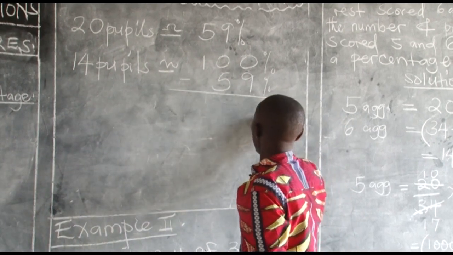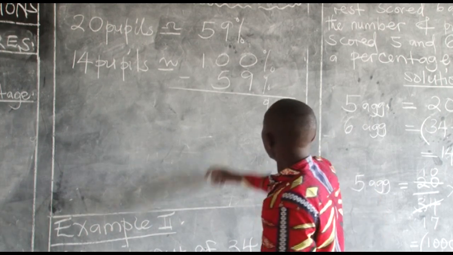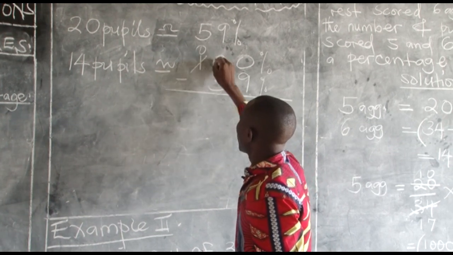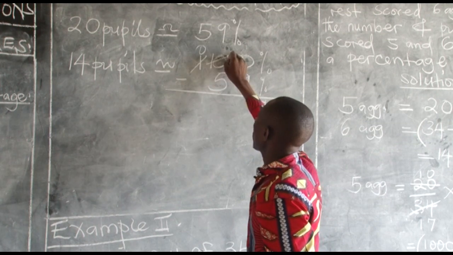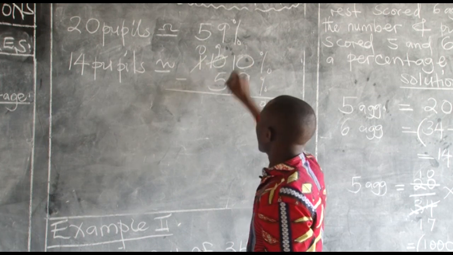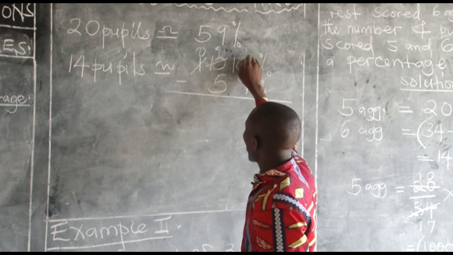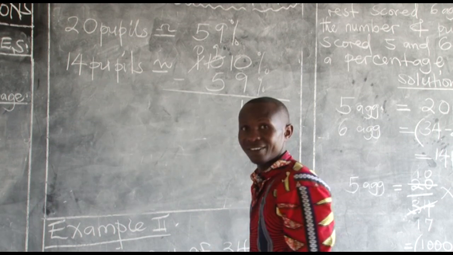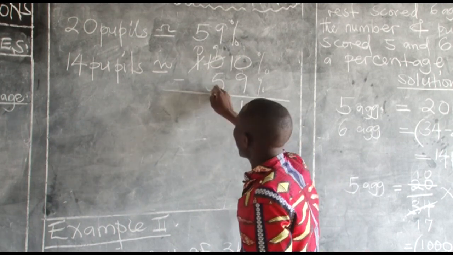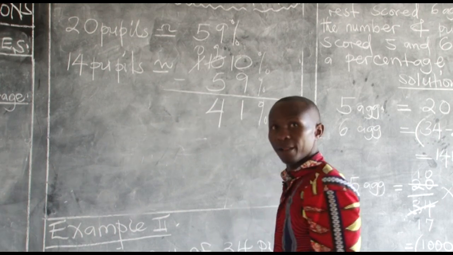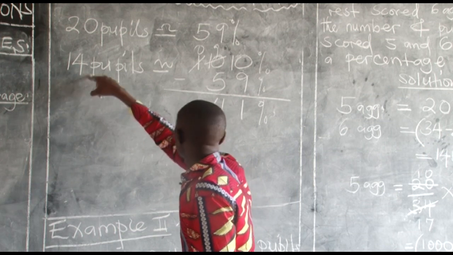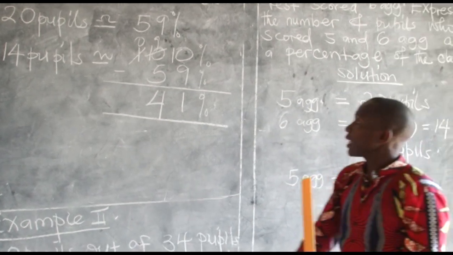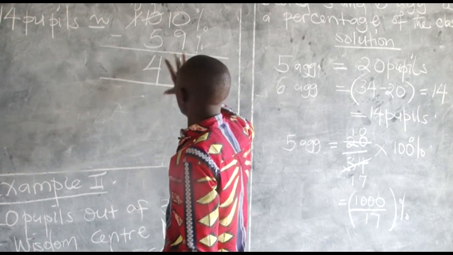And the answer must be in a percentage. Don't forget units. So we shall say 0 take away 9. It will be impossible, so I will come and borrow from this one. I leave here 0. Then I make this 10. After making this 10, I will also borrow 1. I leave here 9. I make this 10. After making that 10, I will say 10 take away 9, which will give us 1. Right? Then when you get 9, take away 5, it will also give us 4. So 14 pupils will approximately score 41%. Or those ones who scored 6 aggregates are approximately 41%.